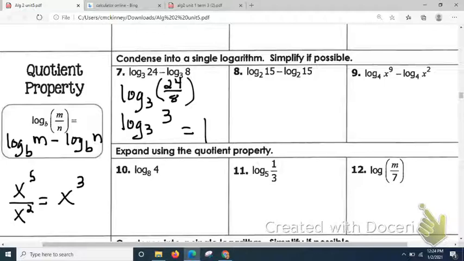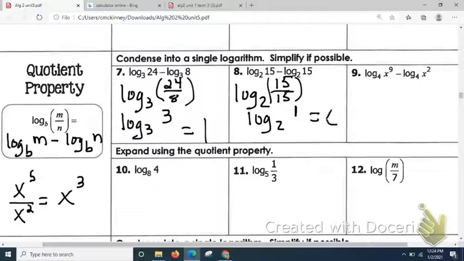So here, log base 2 of 15 divided by 15, that's the same as log base 2 of 1. To simplify that, 2 to what power would equal 1? This whole thing just equals 0. So these first two can be simplified.